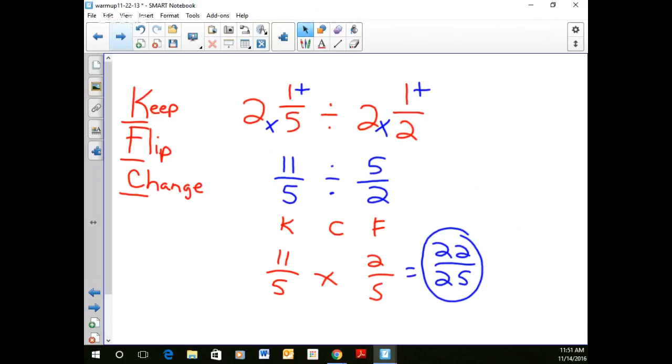So I've showed you in this video how to divide two fractions, how to divide a whole number in a fraction, and how to divide a mixed number by a mixed number using the keep, flip, change method.